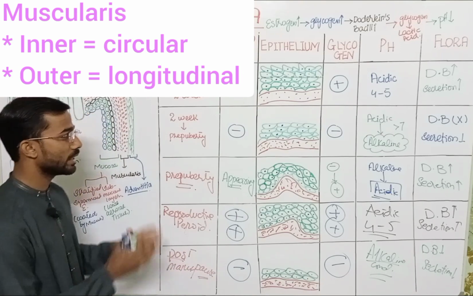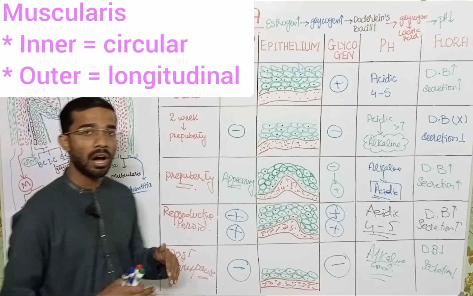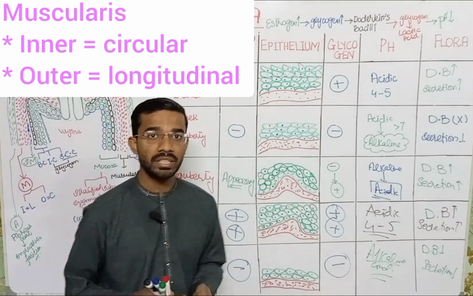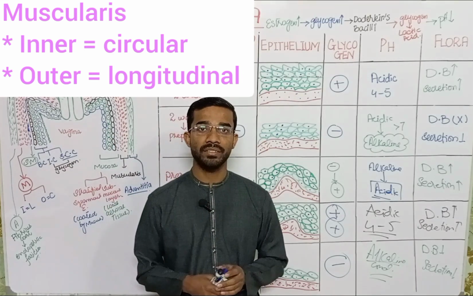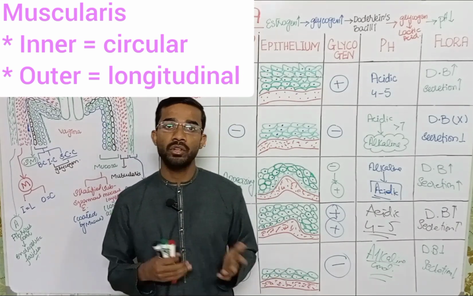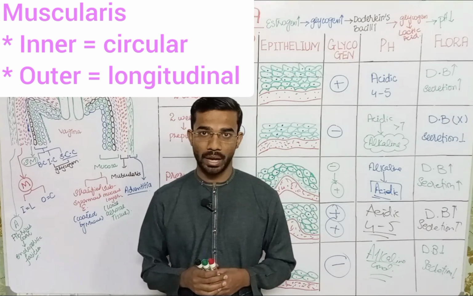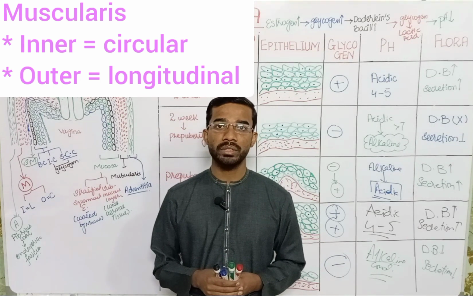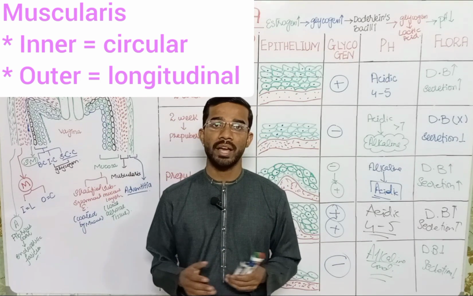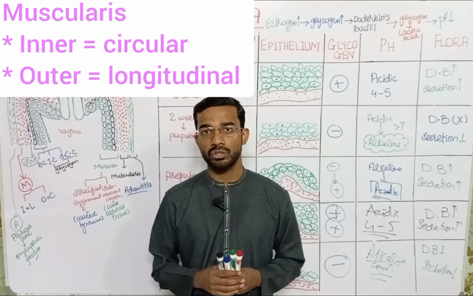So if you see, this is the whole aspect of how estrogen affects the vaginal pH and the thickness of the vagina and the growth of the different flora of the vagina. So this is all about the vaginal layers and the influence of the estrogen on the vagina.